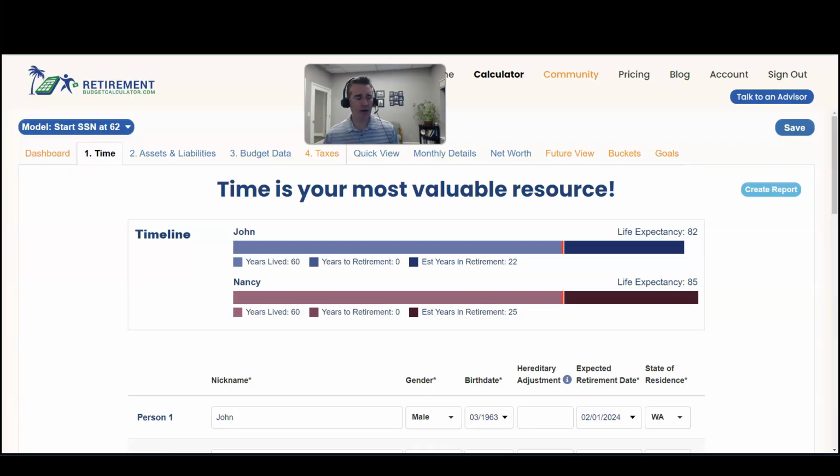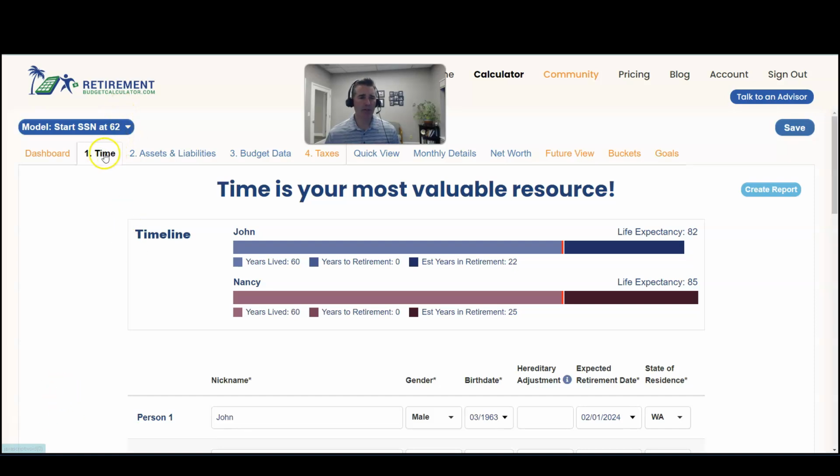Okay, so you want to retire. Retirement's all about cash flow. It's all about making sure you've got enough money coming in every month to cover all of your expenses. We've got to know how much money you've saved, how long you're going to live, and how much you spend. And I'm going to show you how you can enter that information into the retirement budget calculator to start building a retirement cash flow plan for yourself.